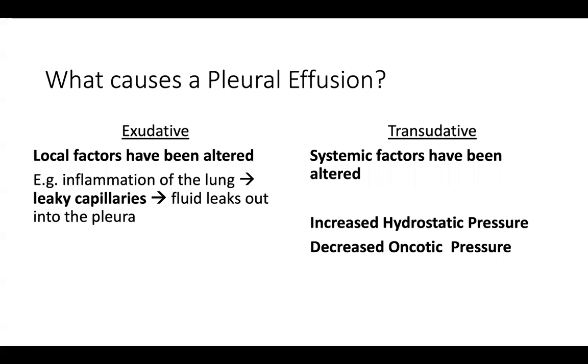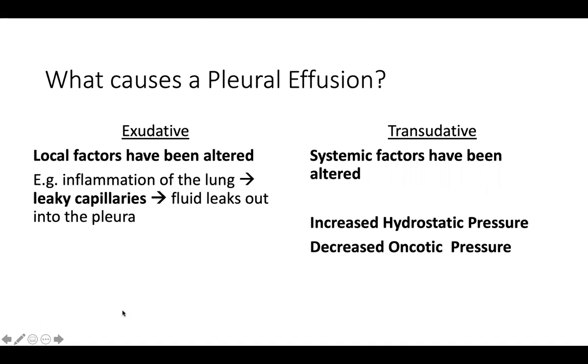Okay, so now we're going to talk about what causes a pleural effusion. We talked before that it could be from increased production of fluid or a disruption to removal, which is normally done by the lymph system. When we're talking about what causes it, you will have heard the terms exudative or transudative. I always think of exudatives as local factors that have been altered, like inflammation of the lungs with leaky capillaries, whereas a transudative is when systemic factors have been altered.